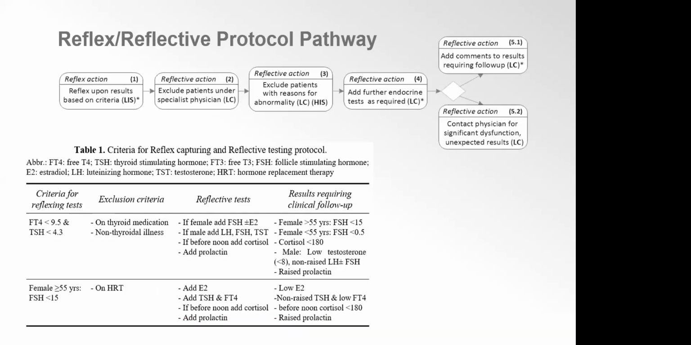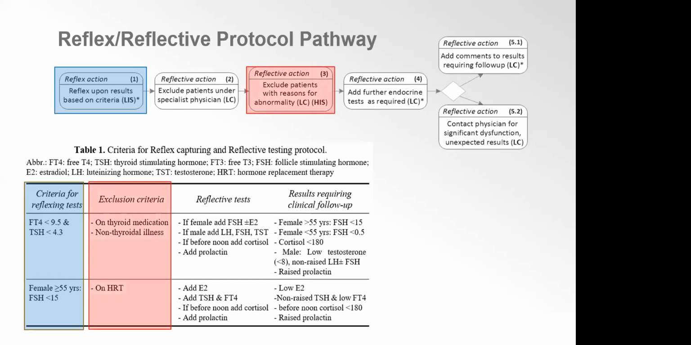So our prior combined reflex-reflective protocol fit into the following kind of pathway. Firstly, as I mentioned, a reflex action retains certain initial test results based on fixed criteria. And here you see some example criteria: FT4 hormone is below a certain value, the TSH hormone is below a certain value. And these are then simply retained for perusal by the laboratory clinician. In the second step, which I won't elaborate on, the LC simply excludes patients under a specialist physician or an endocrinologist. We assume that they know what they're doing. We're not going to bug them with our interpretive comments.